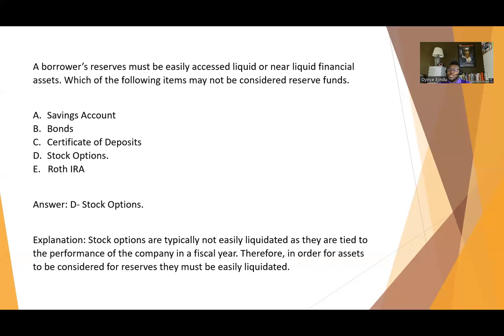For a stock option, in order for you to liquidate it, you have to see what the company did in that fiscal year to know what your stock options are worth. So stock options are typically not easily liquidated because they're tied to the company's performance. And that means it would not qualify for you to be able to use it for reserves.